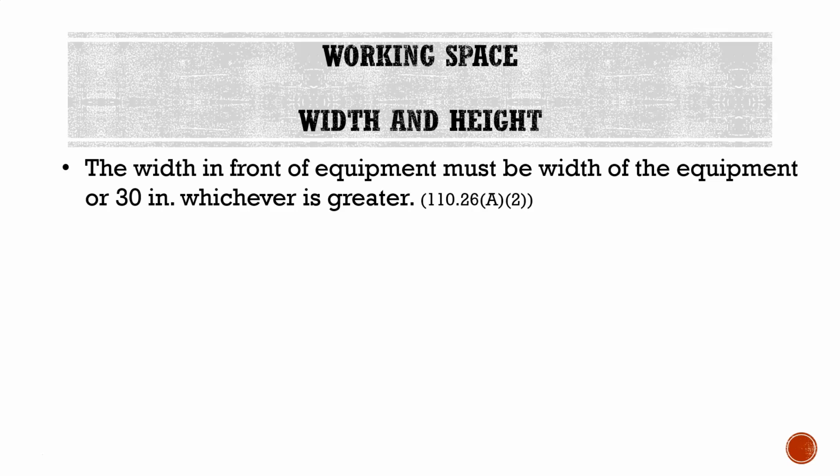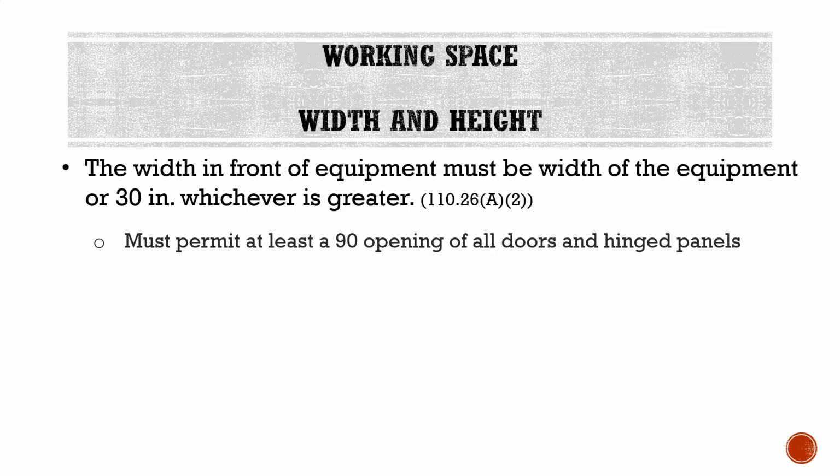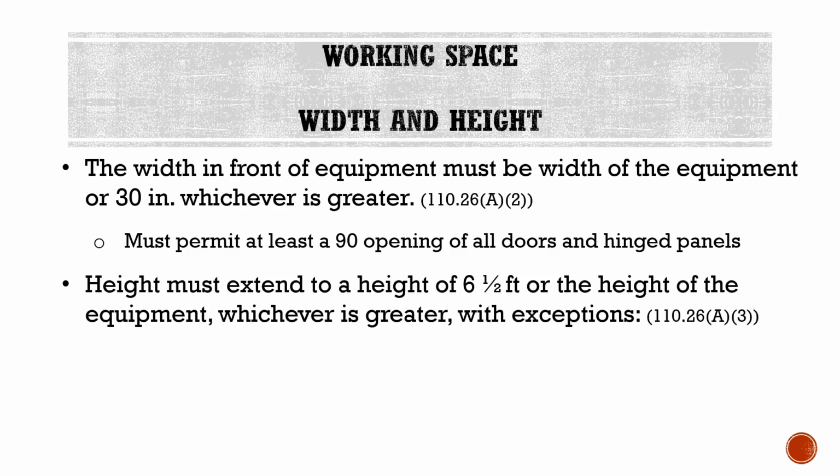If we have a piece of equipment that is 20 inches wide, then we would need a working space of 30 inches, since that is the minimum width of working space we are allowed to give to any type of equipment. Also, the width of the working space must permit at least a 90-degree opening of all doors and hinged panels, and this is obviously to facilitate accessing the interior of that equipment.